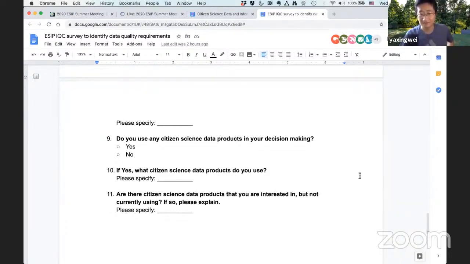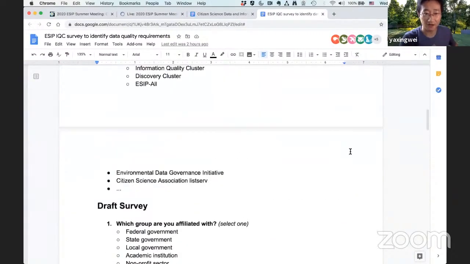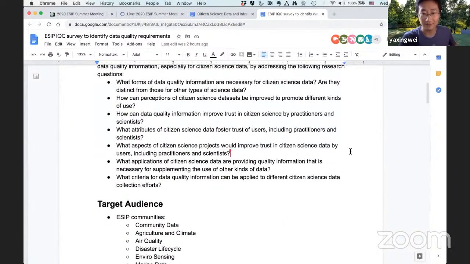And there may be users who have been considering using citizen science data products for decision making, but may not have started doing so for many reasons. And we want to learn the concerns or the issues that they identified for this particular purpose. So that's a very brief review of the research question, and also the draft survey and the target audience for this survey.